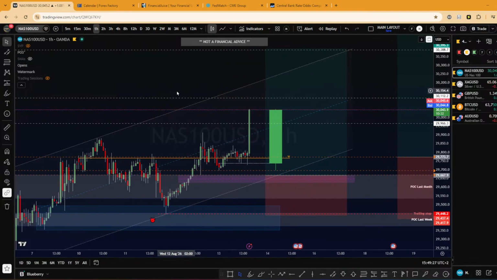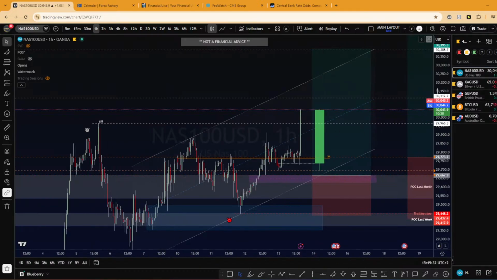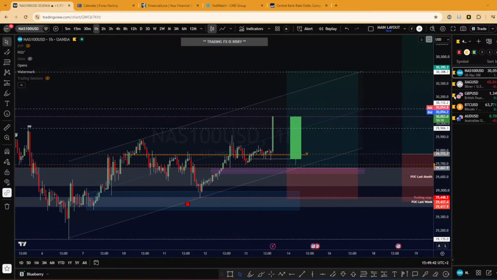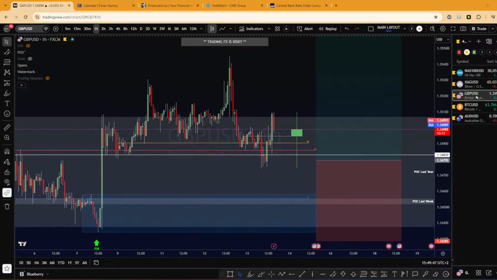We are witnessing a breakout live. Yeah, I need some retracement. Silver, we talked about silver.